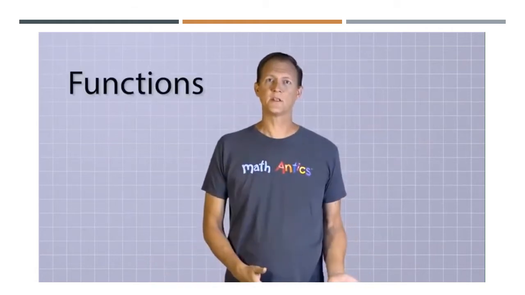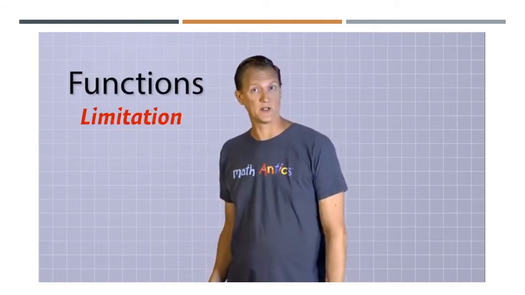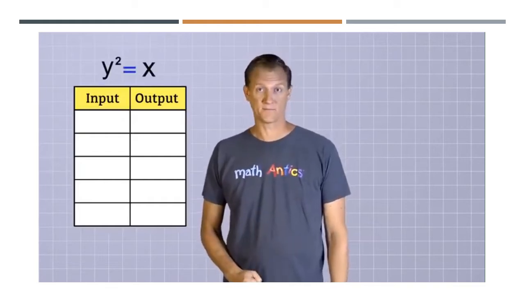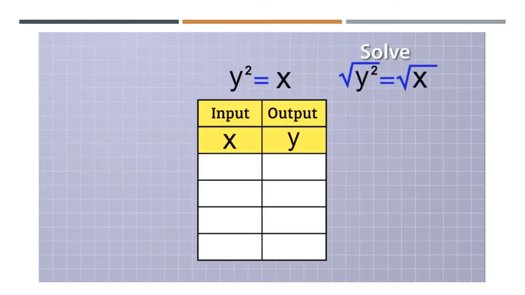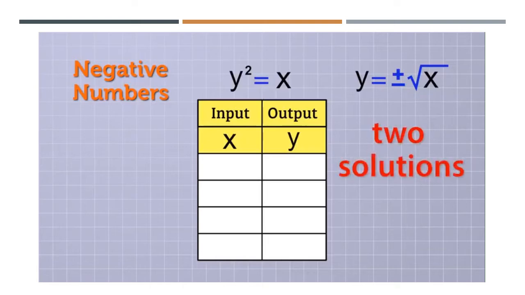Okay, so we've seen some examples of functions that relate inputs to outputs, but there's an important limitation about functions that we need to know. To understand what that limitation is, let's try to make a function table for the equation y squared equals x. Again, the x variable in this equation will be our set of inputs, and the y variable will be our set of outputs. Since y is our output variable, it will help if we first solve this equation for y, and we do that by taking the square root of both sides. But because of negative numbers, we need to take both the positive and negative root of x, since there are two possible solutions to our equation.